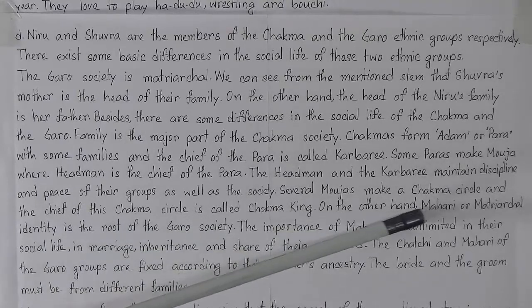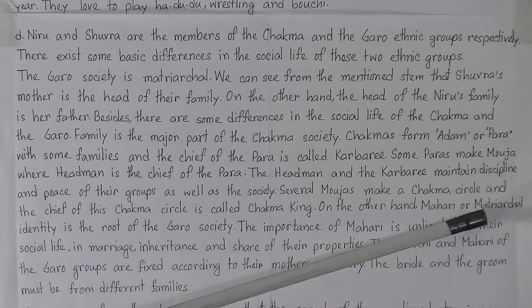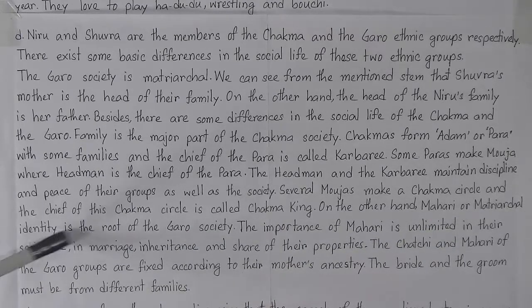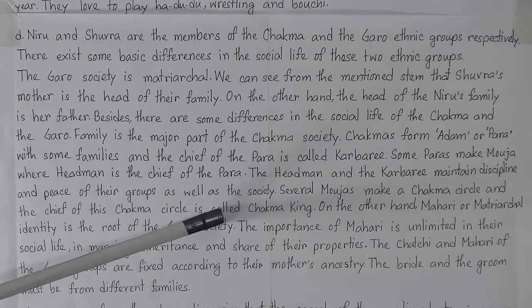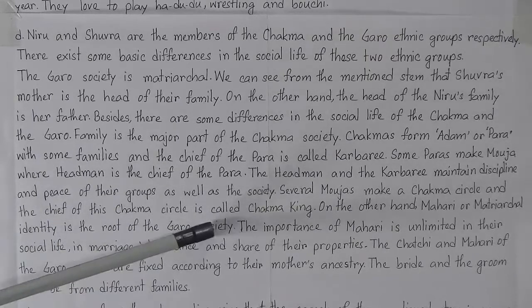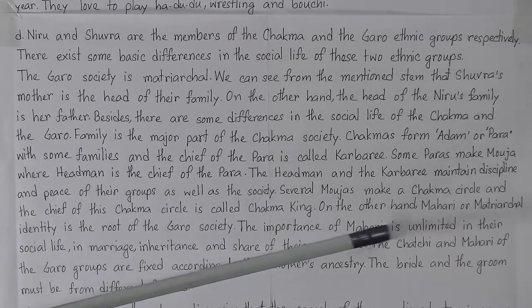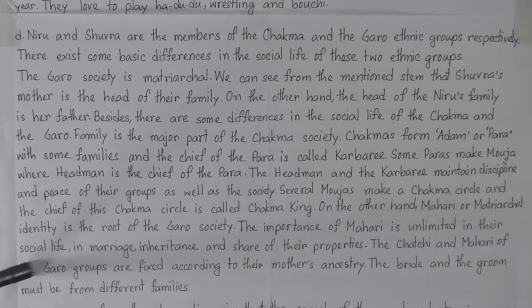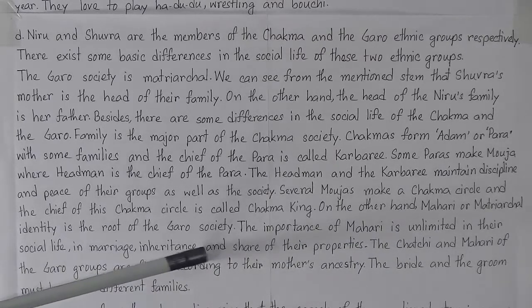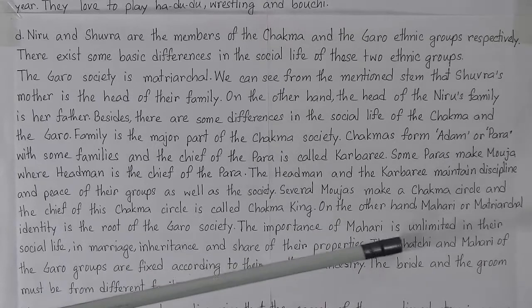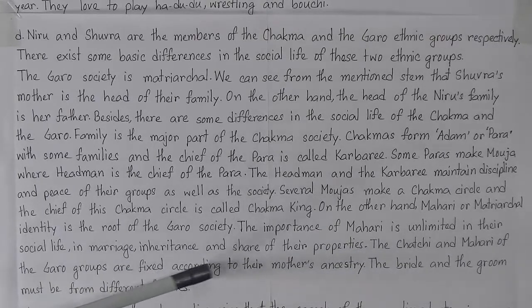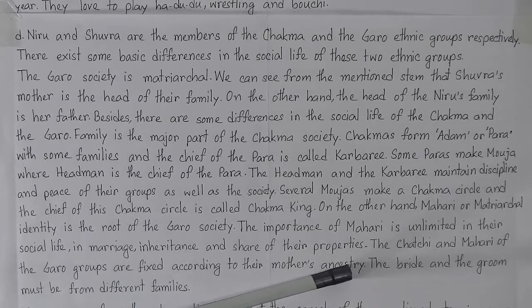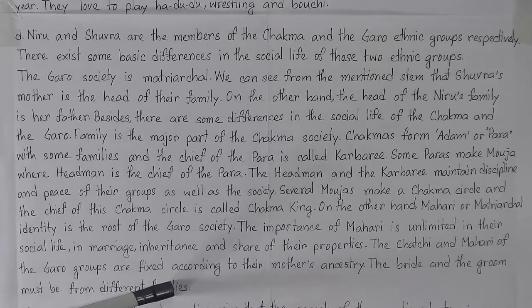On the other hand, Mahari or matriarchal identity is the root of the Garo society. So Garo society is totally different from the Chakma society. The importance of Mahari is unlimited in their social life, in marriage, inheritance and share of their properties. The Chatchi and Mahari of the Garo groups are fixed according to their mother's ancestry. The bride and the groom must be from different families.